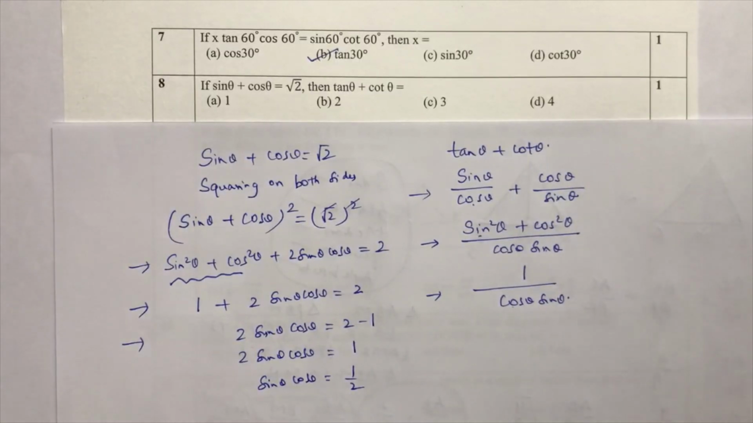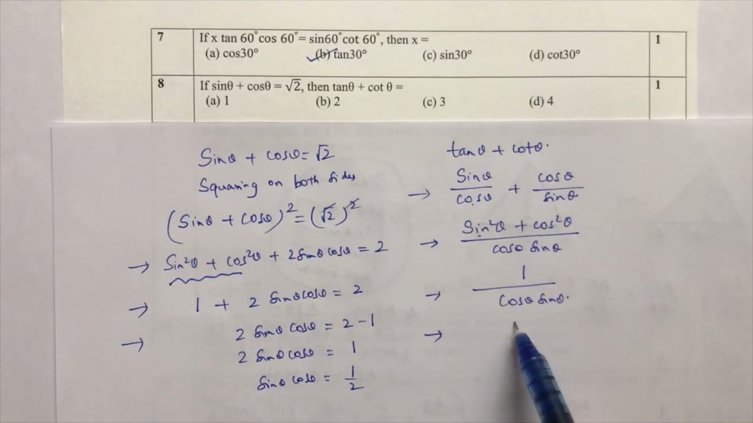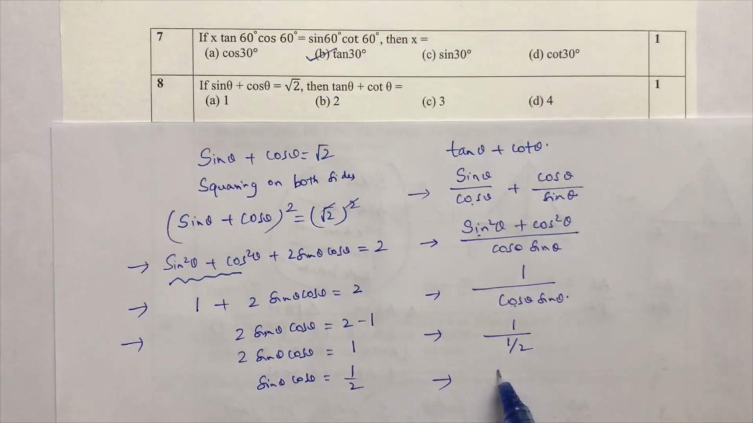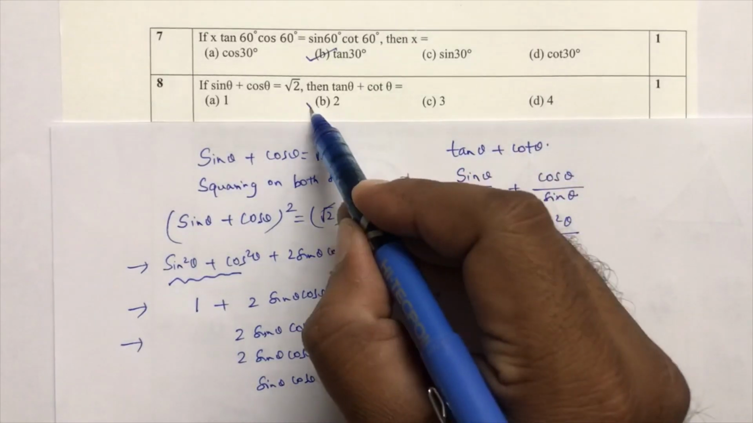So the value of sin theta cos theta is 1 by 2. Now 1 by sin theta cos theta is 1 divided by 1 by 2, which is 1 into 2 by 1. So the answer is 2. So the correct option is B.